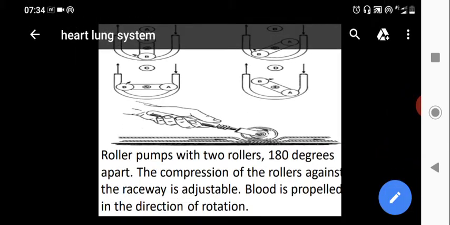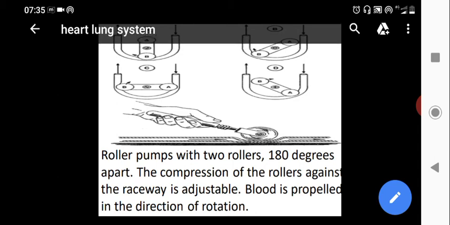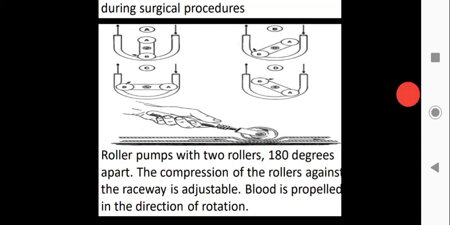So what are the important components of a heart lung machine? One is the roller pump, and another is what? Another is the oxygenator. So these two will perform the action of the heart and lungs. Okay, I think you understood about this topic, the heart lung machine. Then attend the quiz also.